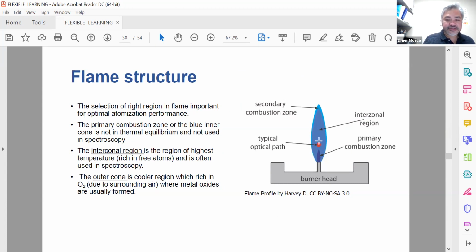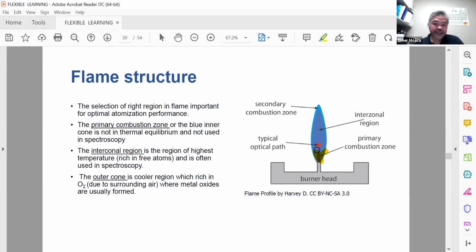You can look at the primary combustion region. So this is, we could say, the inner blue or the blue inner core. The primary combustion zone, or the blue inner core, is not in thermal equilibrium and not used in spectroscopy.